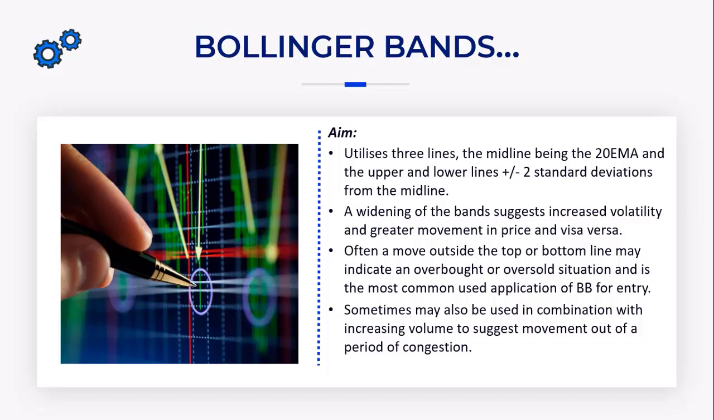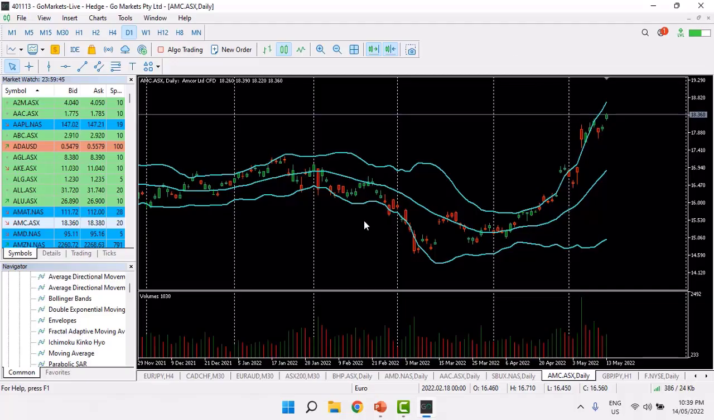Often, a move outside the top or the bottom line may indicate an overbought or oversold situation, and is the most common used application of Bollinger Bands for entry. Sometimes it may also be used in combination with increasing volume to suggest a movement out of a period of congestion.